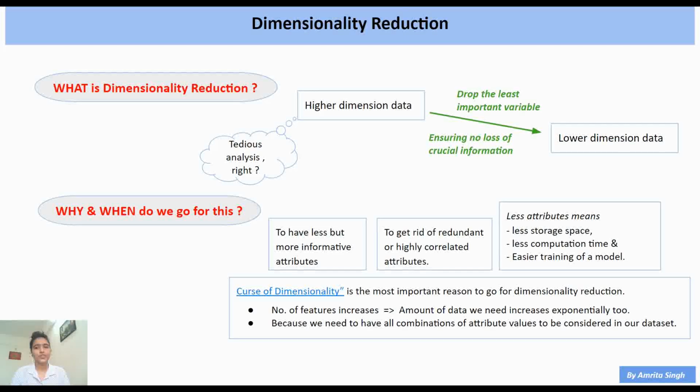Now there are 3 to 4 common reasons we go for this. The first one we just discussed. The second is to get rid of redundant or highly correlated attributes, because sometimes when one feature increases, the other also tends to increase. In that case, we can drop one. The third one is definitely the space and time benefit. And the most important one is the fourth, the curse of dimensionality, because when the number of features increases, the amount of data that we require also increases exponentially.